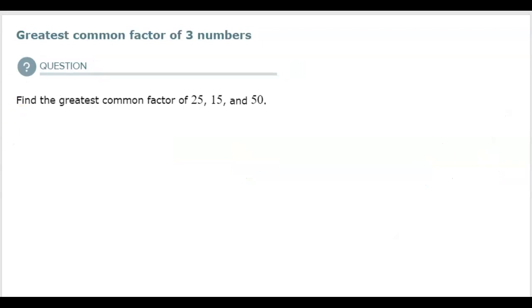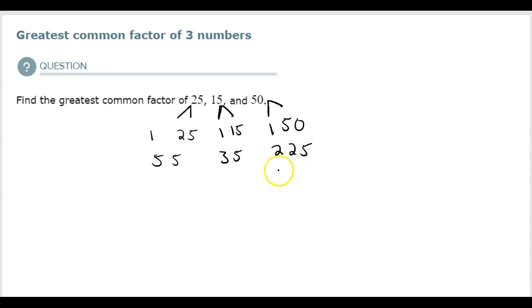So I want you to go ahead and pause your screen, do this for these 3 numbers. We'd have 1 and 25, 5 and 5. 15 would be 1 and 15, 3 and 5. 50 would be 1 and 50, 2 and 25, 5 and 10. The largest one they all have in common is this 5. So our greatest common factor would be 5.